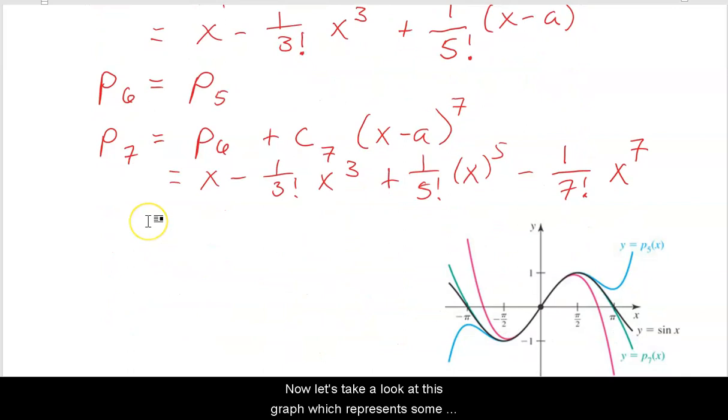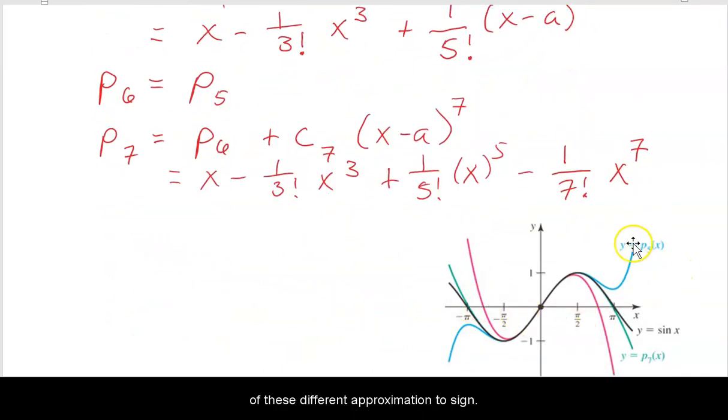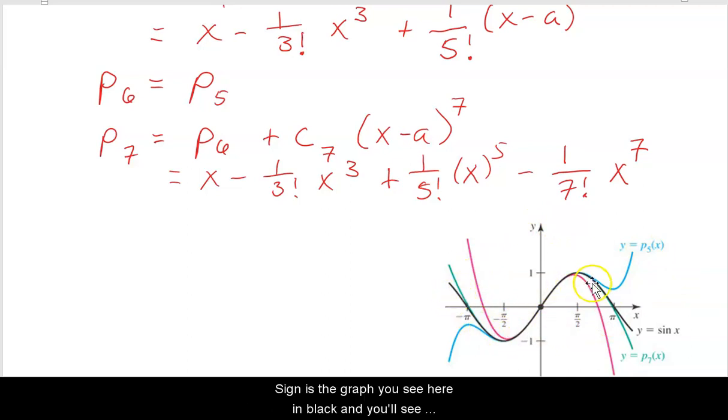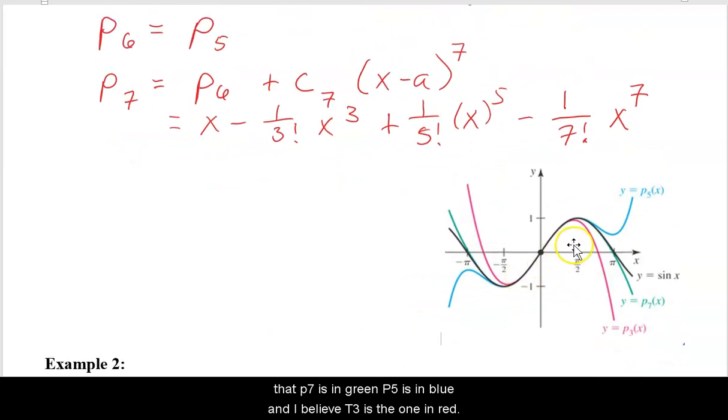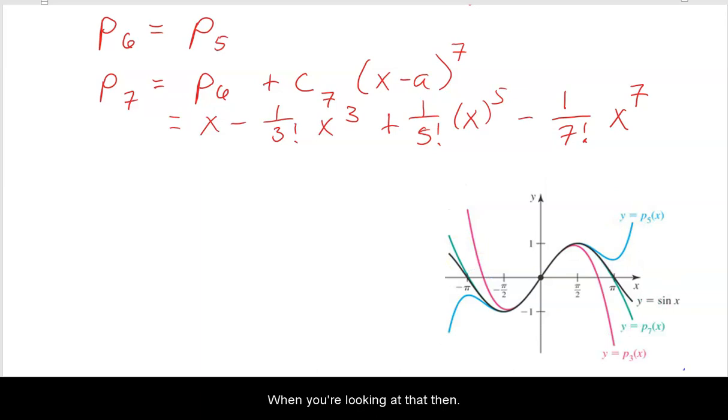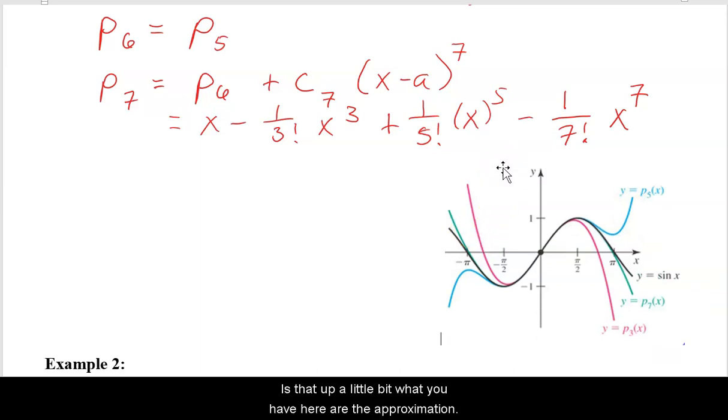Now let's take a look at this graph, which represents some of these different approximations to sine. Sine is the graph you see here in black, and you'll see that P7 is in green, P5 is in blue, and I believe P3 is the one in red. When you're looking at that then, what you have here, if I can move that up a little bit, what you have here are the approximations.